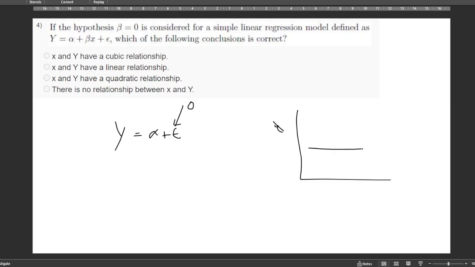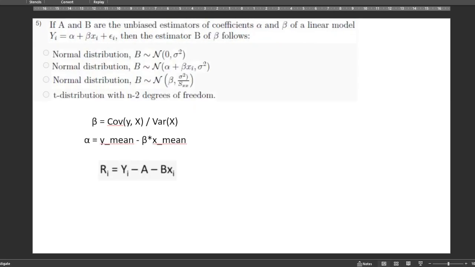It is always going to be constant. So there is no relationship between x and y. This is the answer for the fourth question. Okay, let's go to the fifth question.